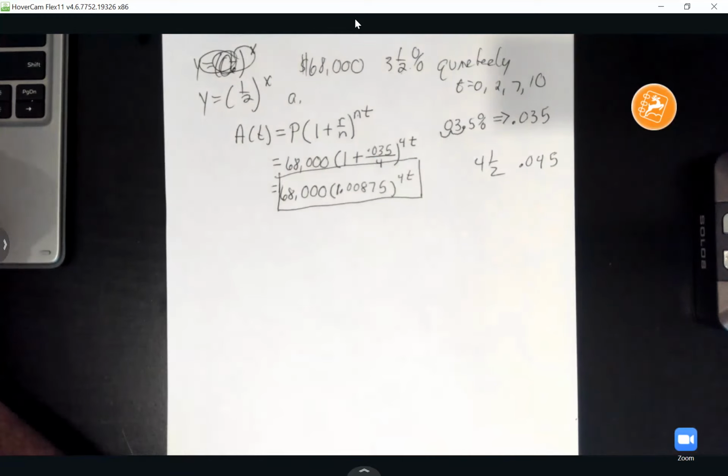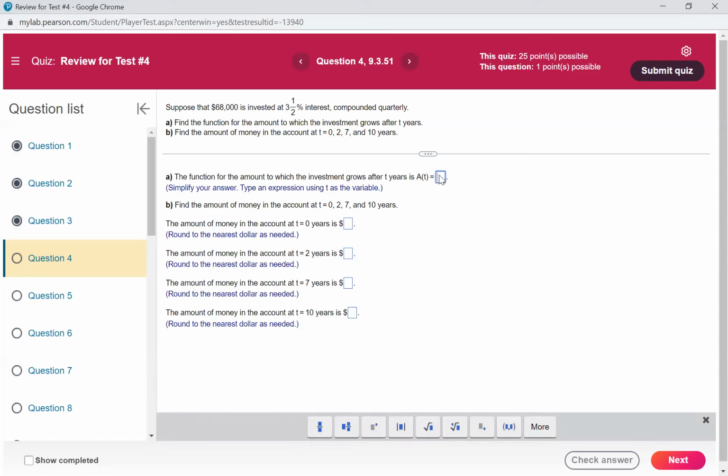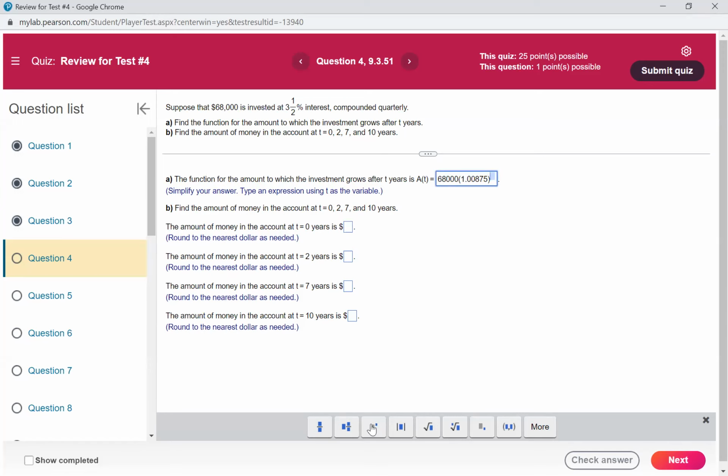So let me go back to MathLab real quick. So A of T is going to equal 68,000 parentheses 1.00875 close parentheses and then my exponent will be 4t. Alrighty, now it wants me to figure out the amount of money in that account at 0 years, 2 years, 7, and 10.